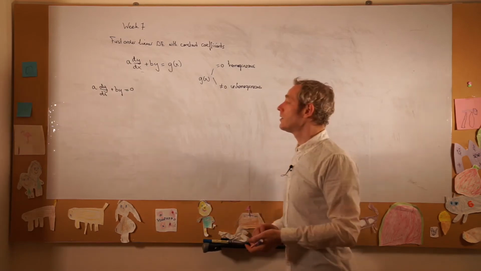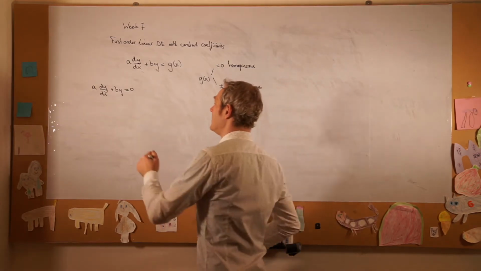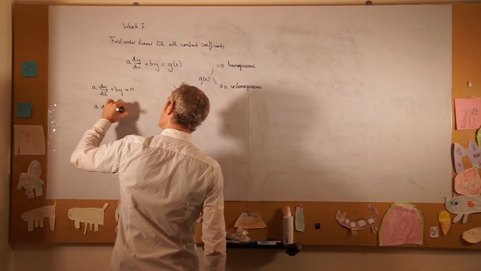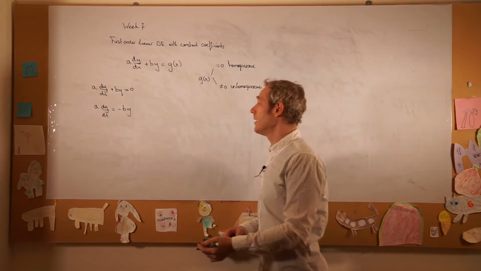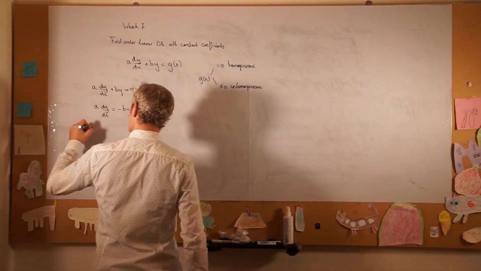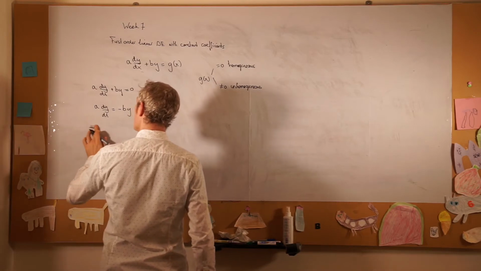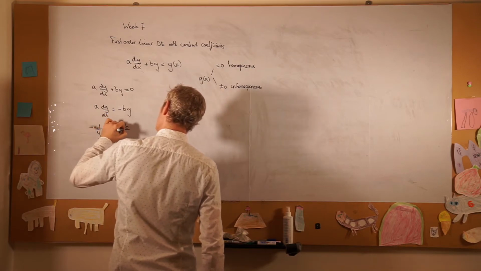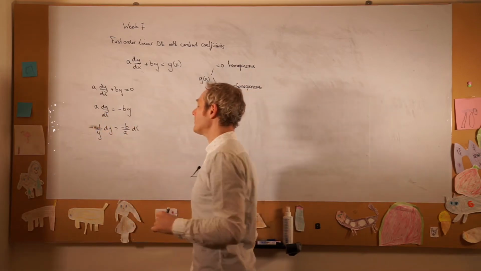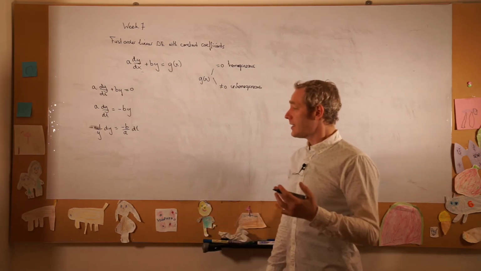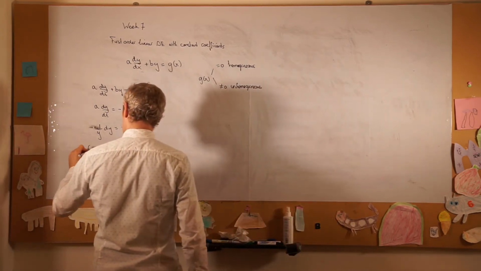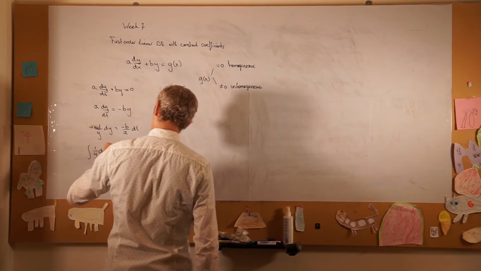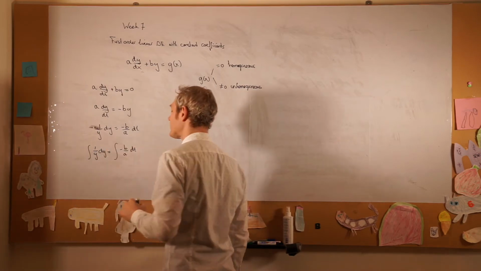Now I want to solve this using separation of variables. The first step is writing it as a dy dx is equal to minus b times y. Separation of variables, where I have 1 over y dy is minus b over a dx. The next step is integrating left and right. The integral of 1 over y dy is equal to the integral of minus b over a dx.